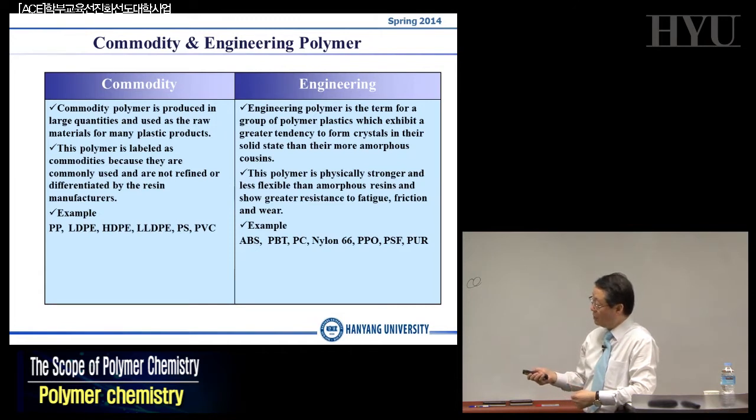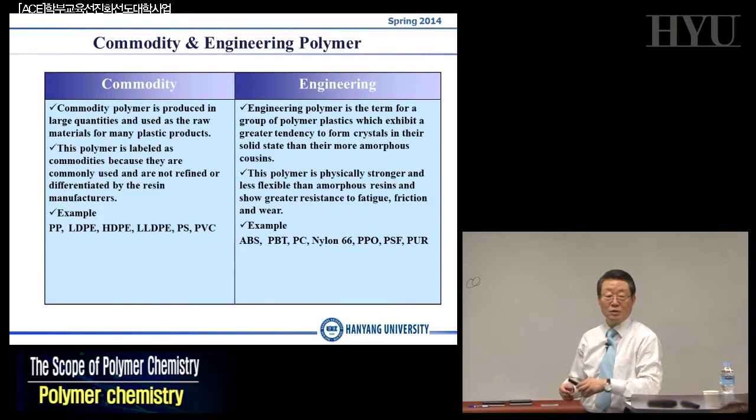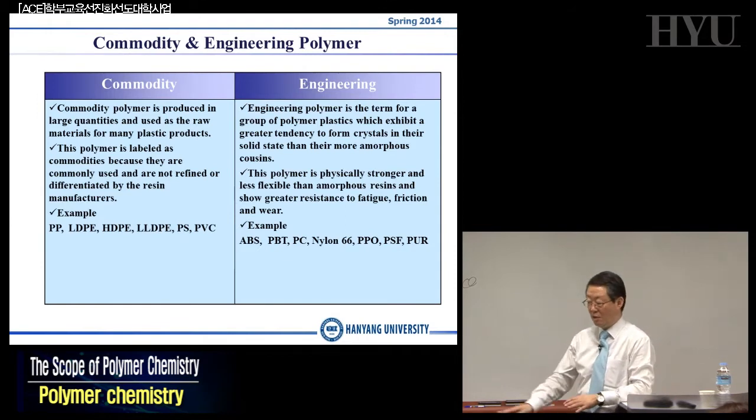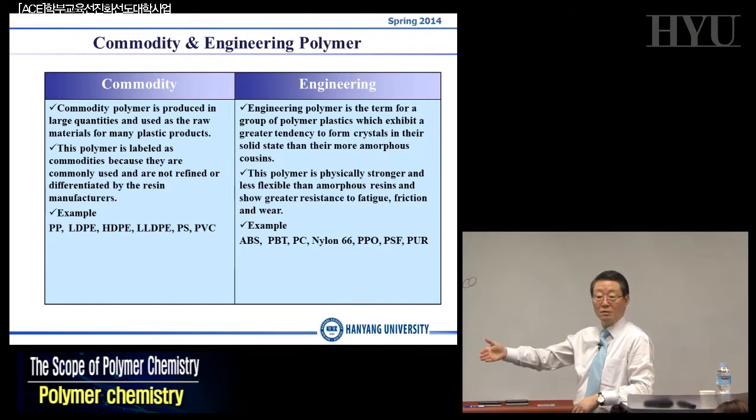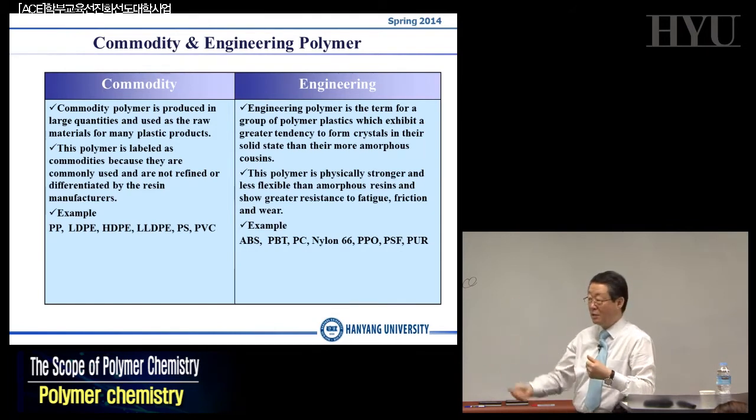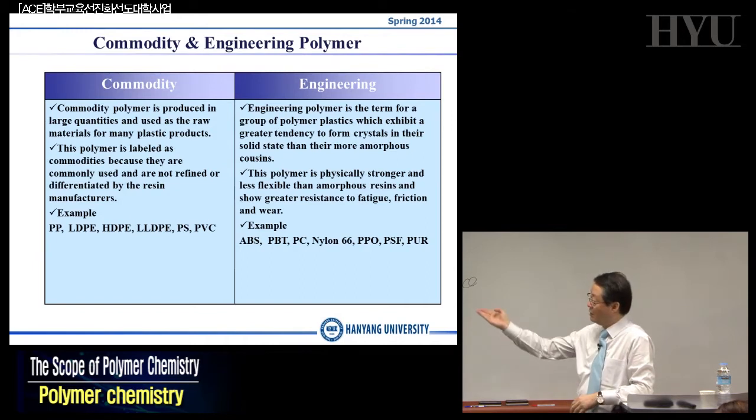And this has an extremely low density polyethylene. PS is polystyrene, just like styropor. PVC is very widely used in our floor wallpapers, and wraps. Okay, jjajangmyeon wraps are used. They are made of PVC wrap or polyethylene wrap.